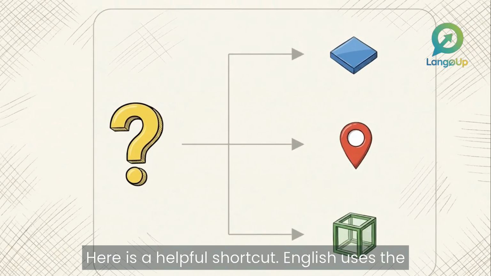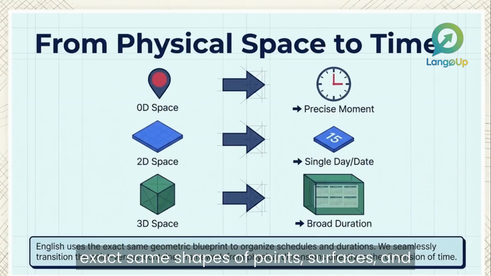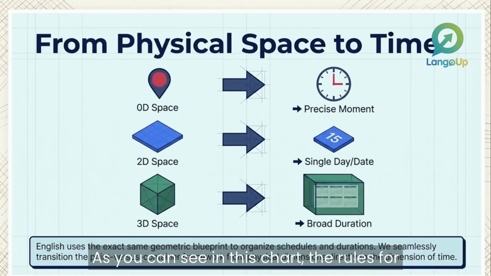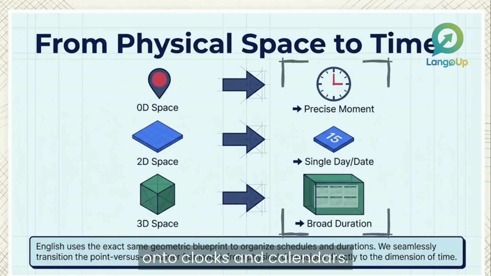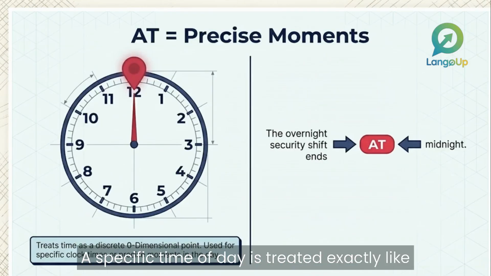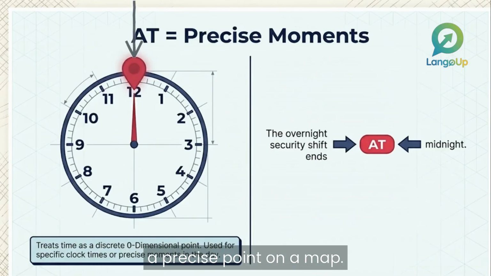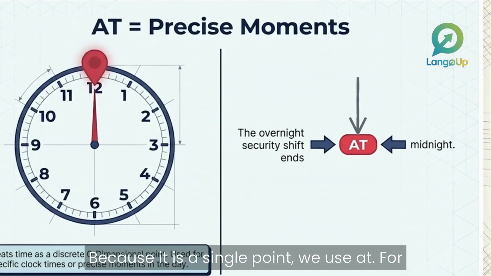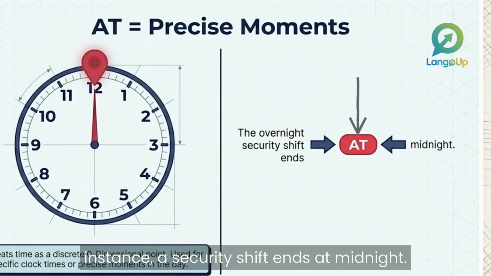Here is a helpful shortcut. English uses the exact same shapes of points, surfaces, and volumes to organize time. As you can see in this chart, the rules for physical space map directly onto clocks and calendars. Look at this clock diagram. A specific time of day is treated exactly like a precise point on a map. Because it is a single point, we use at. For instance, a security shift ends at midnight.